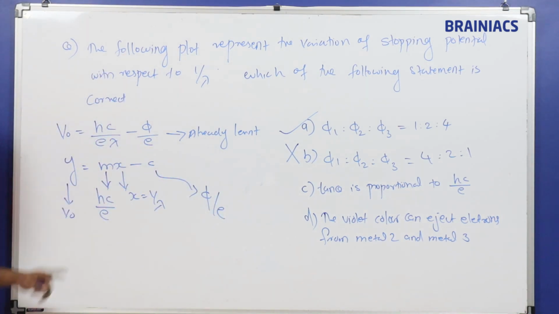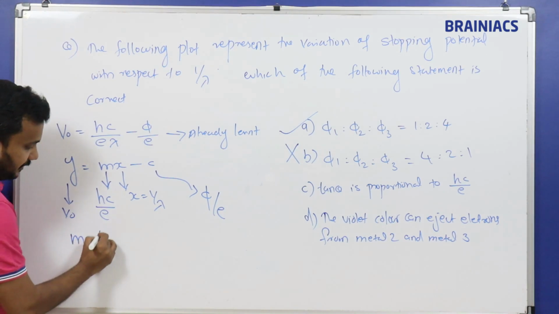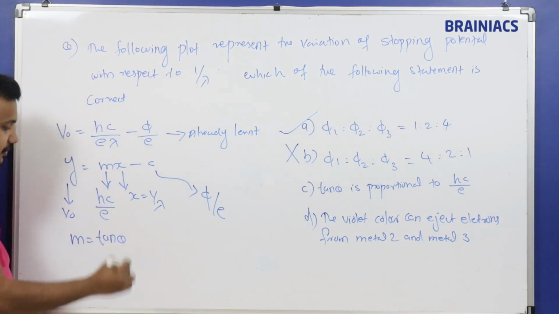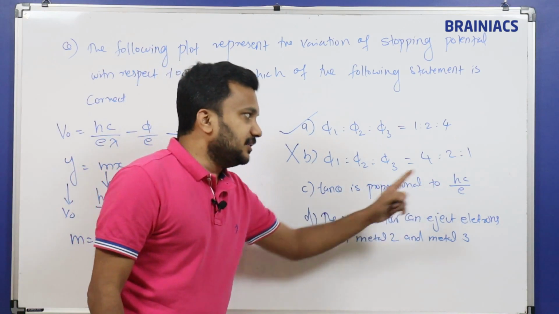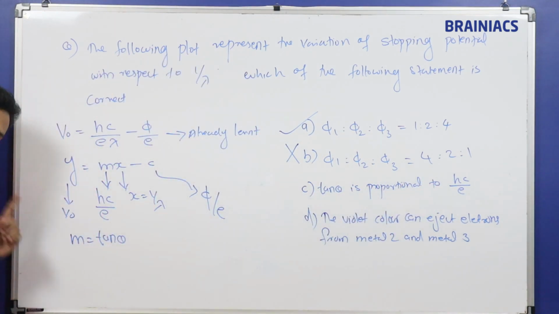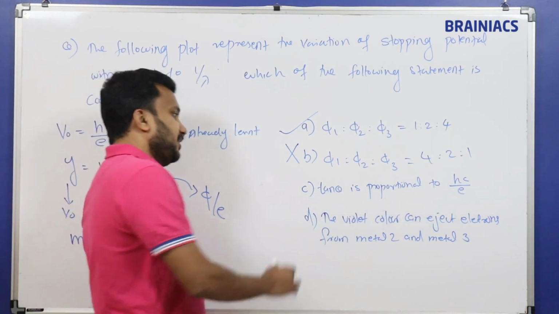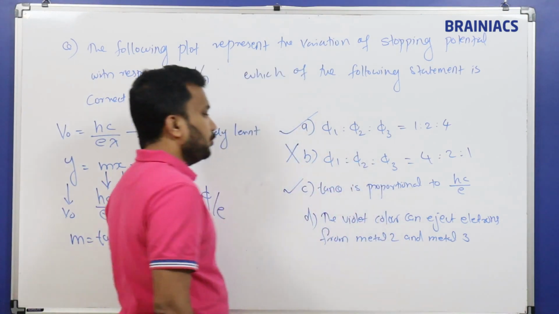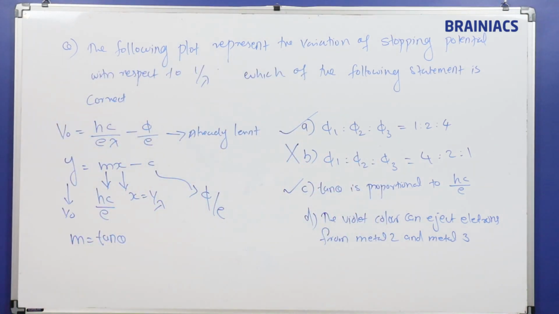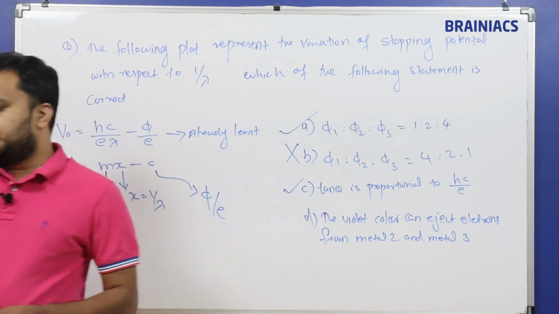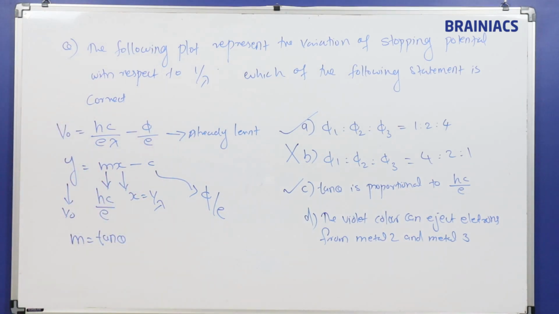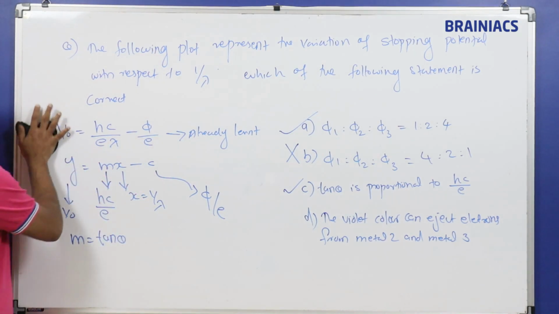Now m is equal to tan theta in mathematics, so this is called the slope. So tan theta is proportional to hc by e. Yes, that is correct. It is equal to hc by e. I want to check how the fourth option is coming. The third option I got, it's correct.